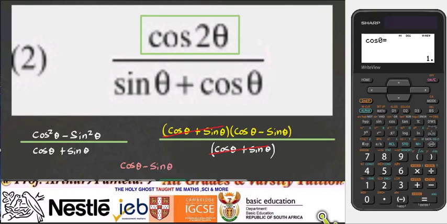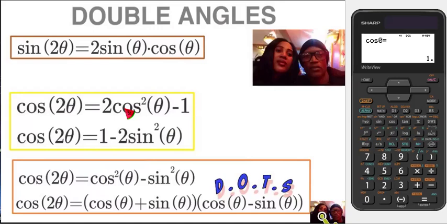I'm going to say it again. The cos 2 theta has three rules. To know which one you must choose, you can choose any one. Nothing is wrong with the other one. I could have chosen that one and changed the one. I'll come back to that.